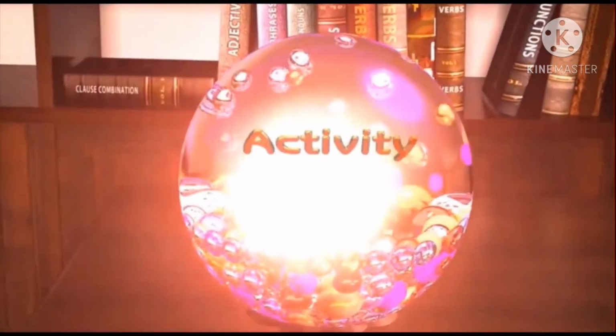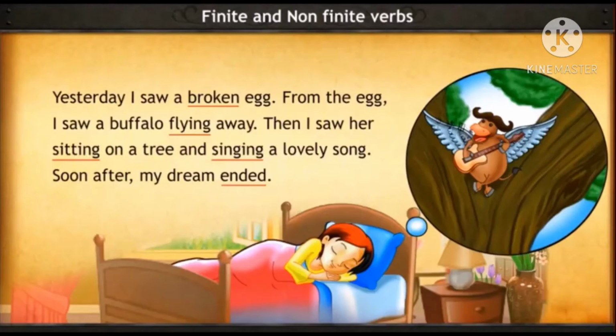Now let us do an activity. Here is a funny dream. Now pay attention to the underlined words. Yesterday I saw a broken egg. From the egg, I saw a buffalo flying away. Then I saw her sitting on a tree and singing a lovely song. Soon after, my dream ended.